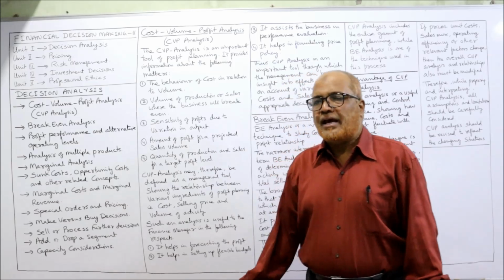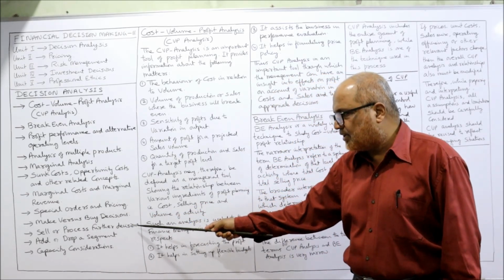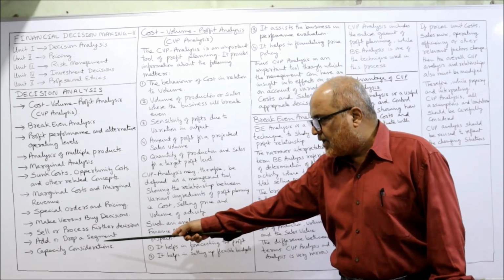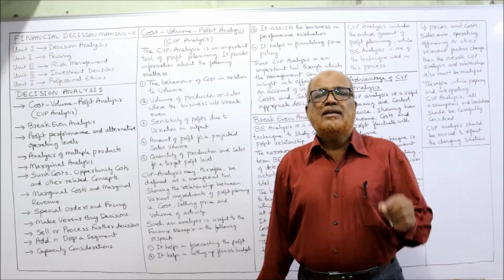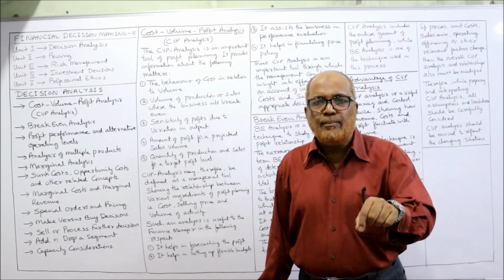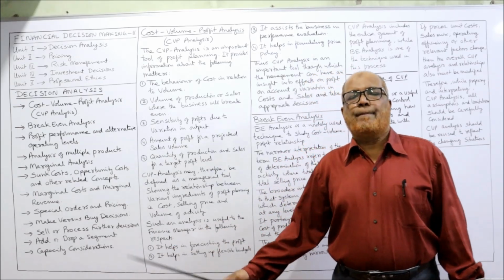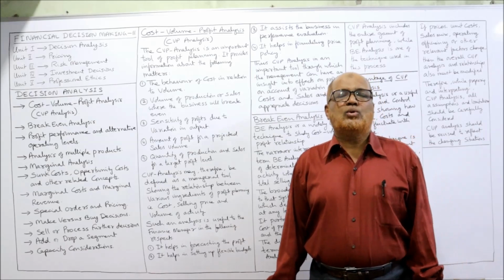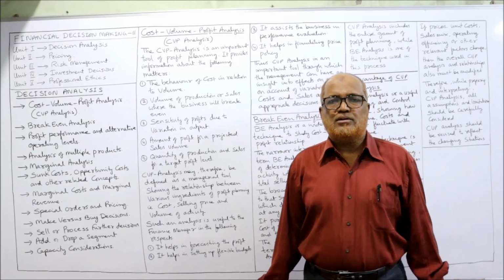Special orders and pricing, then make versus buy decisions, sell or process further decisions, add or drop a segment, capacity consideration. These are all the techniques of CVP analysis which are used by management for different decisions, like the make or buy decision. The management has to take a decision regarding the making of the product or buying it from outside.